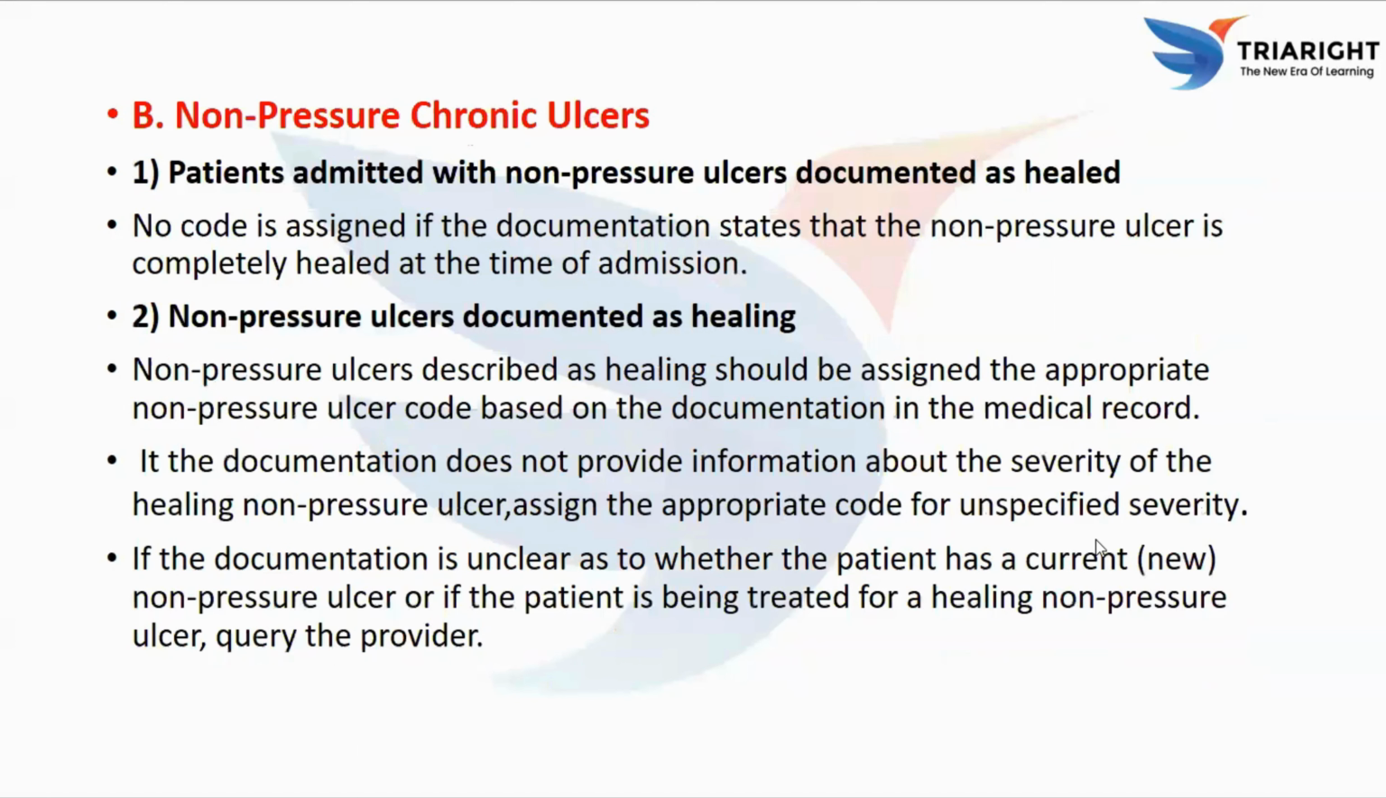So what are the guidelines for non-pressure chronic ulcers? Patients admitted with non-pressure ulcers documented as healed. These ulcers are not caused by pressure. So what are the common causes? They may include diabetes, venous insufficiency, arterial disease, neuropathy, trauma or infection. They are coded from categories other than L89, such as L97 for non-pressure chronic ulcer of lower limb, and L98 for other non-pressure ulcers.